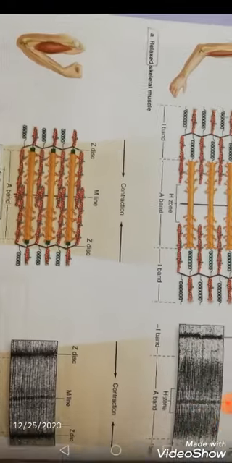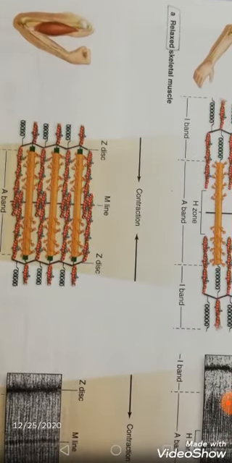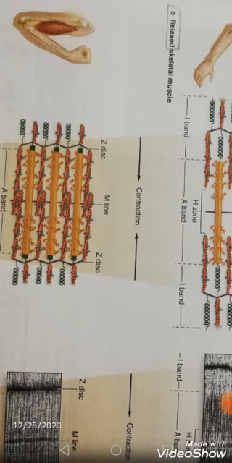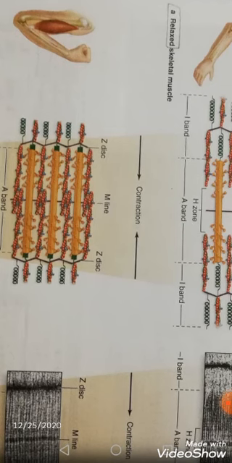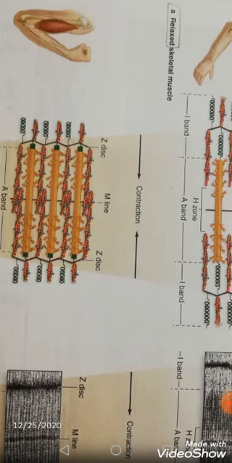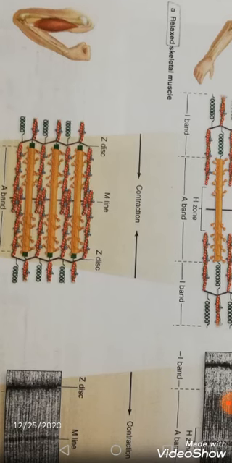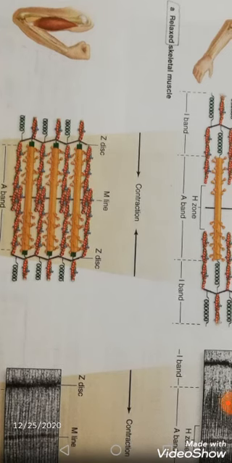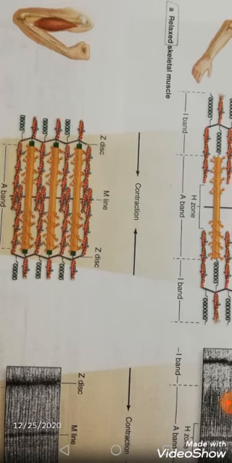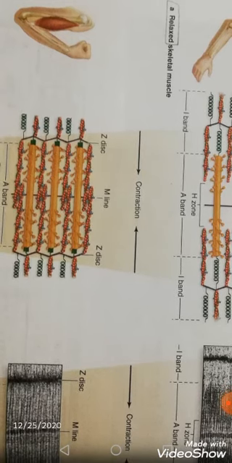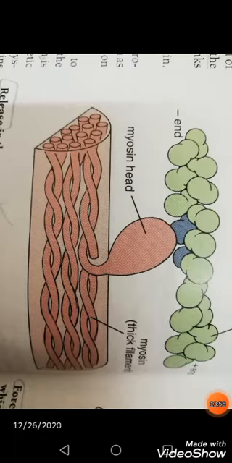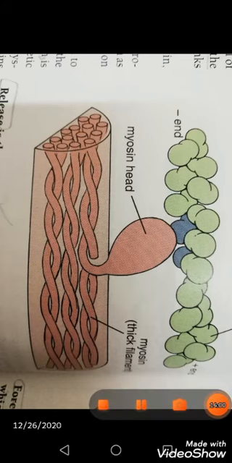And we can compare it with the contracted muscle phase. Here the thick and thin filaments completely overlap each other. From here we are very clear that the length of the individual thick and thin filaments does not change. It is just the sliding of these two that makes the muscles contract.